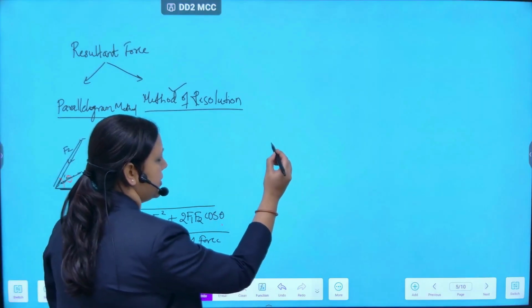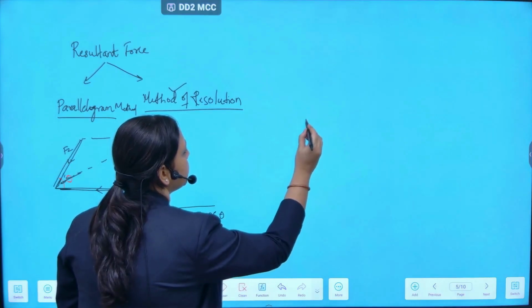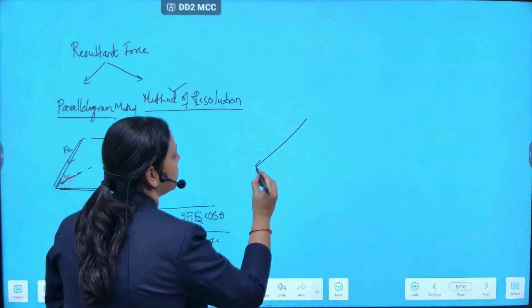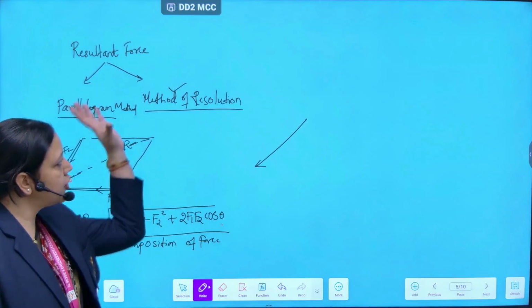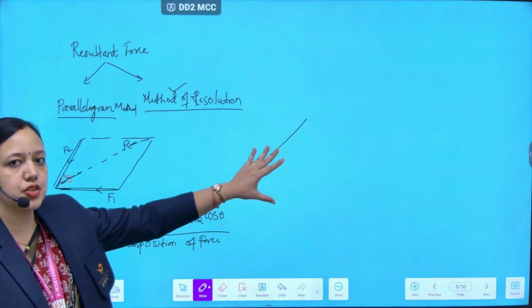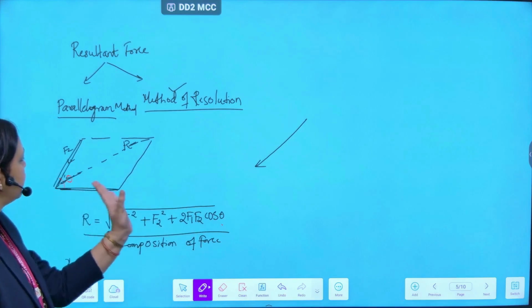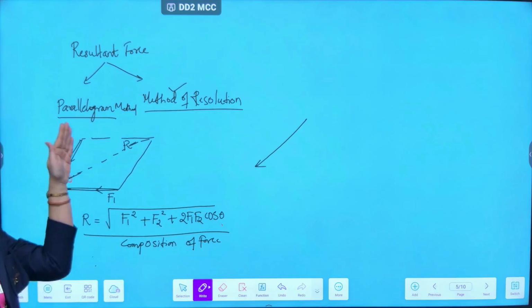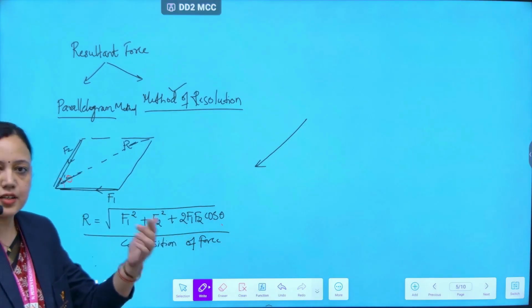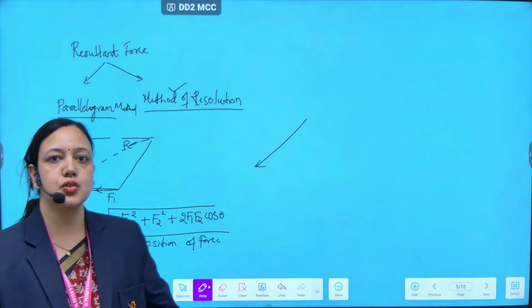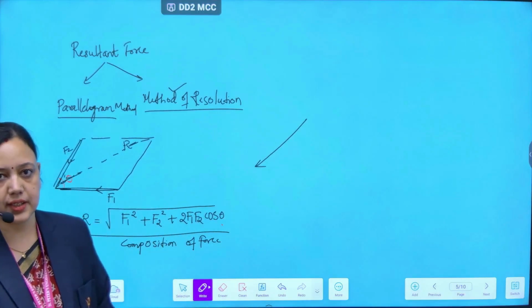Now, in resolution of force, suppose we have a force which is inclined in this direction. The concept of resolution of force comes into the picture because this formula, as I have told you, is applicable only for two forces acting at one particular point. But if we have any inclined force, we need to resolve it into its respective components, and then use this formula again.